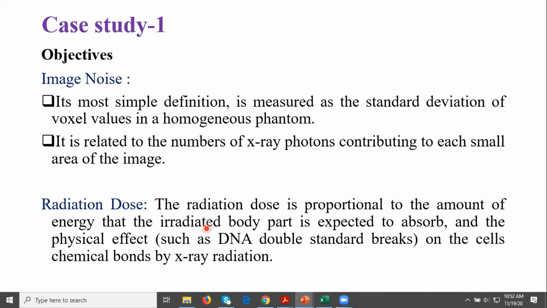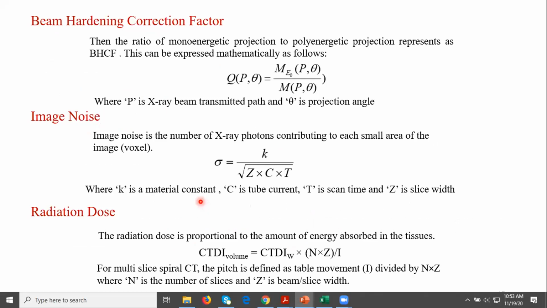The radiation dose means some of the energy is absorbed by the body. So when we are getting a higher radiation dose, maybe the DNA will break. So you have to reduce the radiation dose. How are they calculating this beam hardening correction? The beam hardening effect is calculated by the beam hardening correction factor. This is the output energy. This is the input energy.